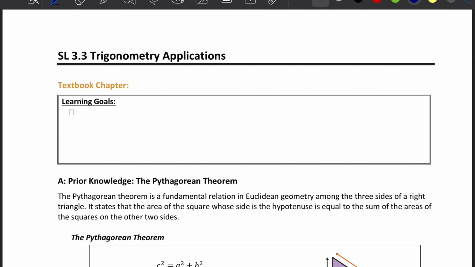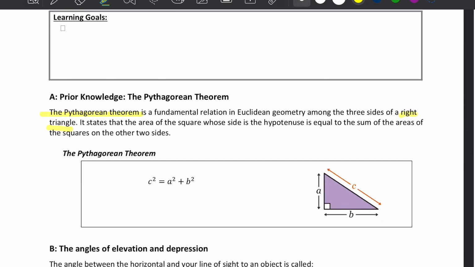The Pythagorean theorem is a fundamental relation in Euclidean geometry between the three sides of a right triangle. It states that the area of the square whose side is the hypotenuse, the side opposite the right angle, is equal to the sum of the areas of the squares on the other two sides.